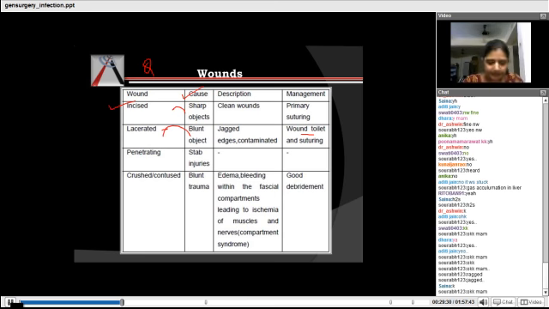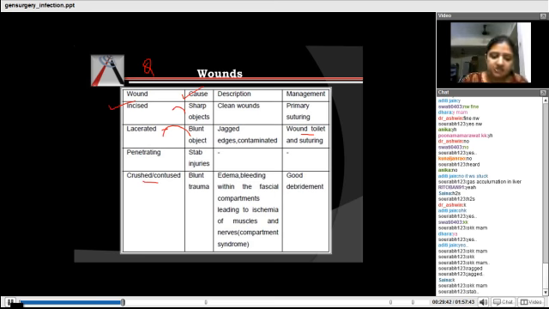Now come penetrating. Penetrating is seen in stab injuries. Pushing a knife in, you know, you're causing a penetrating injury. Okay, now let's talk about crushed or contused wounds. This is a blunt trauma. This can cause contusion. So here you have edema, bleeding within the fascial compartment. So there's ischemia of the muscles and the nerves. This requires a good debridement. Okay, there are some more things we're missing over here.